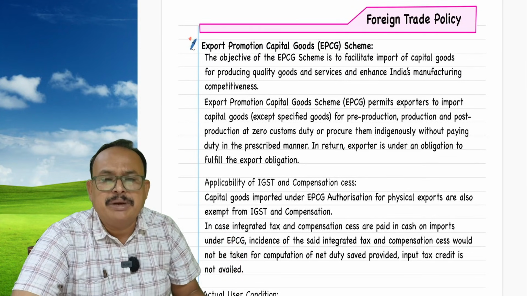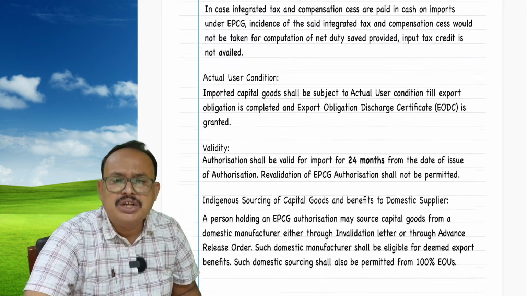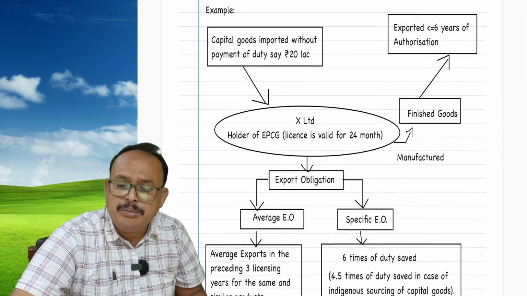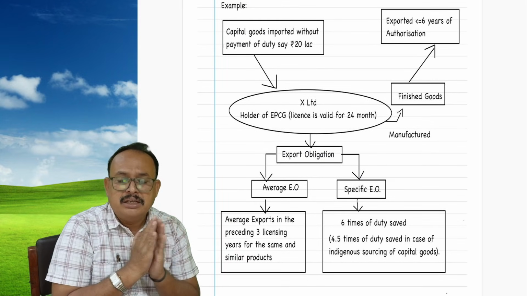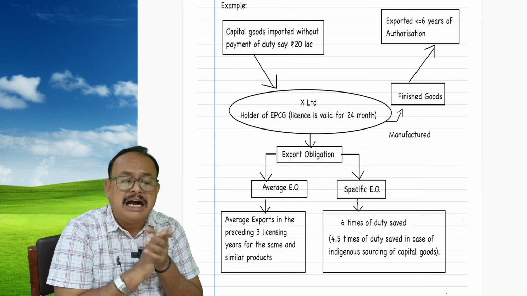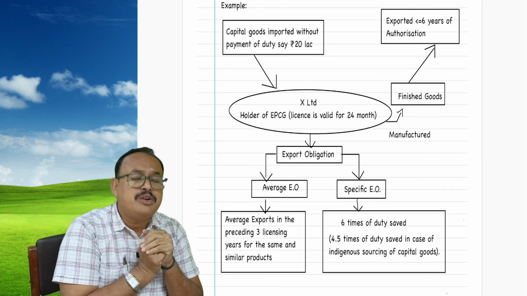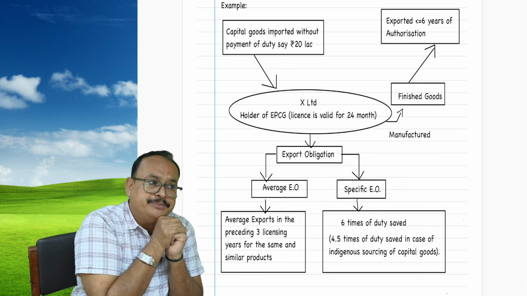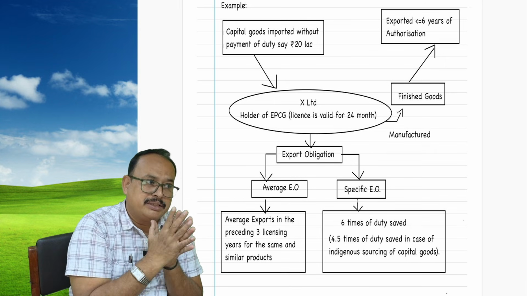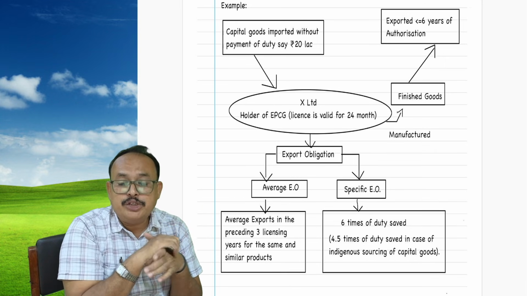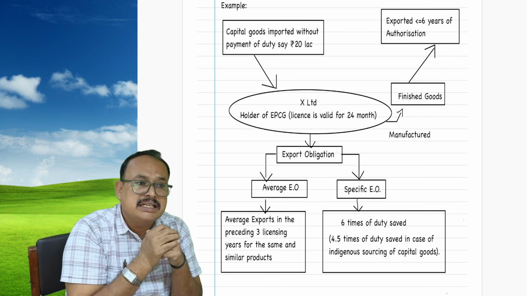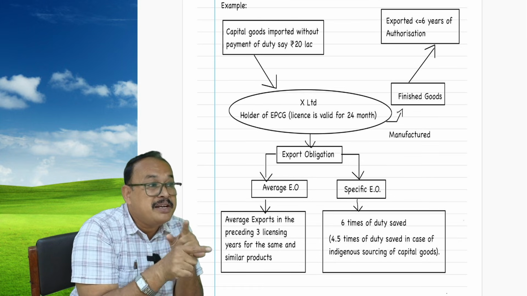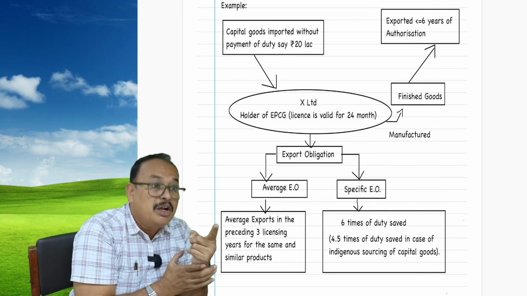Here, in the given case, the actual user condition has a 24-month time period, and I am presenting it diagrammatically. For example, X Limited has an advance authorization valid for 24 months to import capital goods without payment of duty, say 20 lakhs. Duty saved is 20 lakhs. Is it clear? And you should export within 6 years from the date of authorization, fulfilling the export obligation.